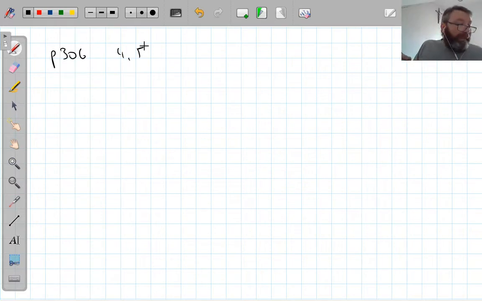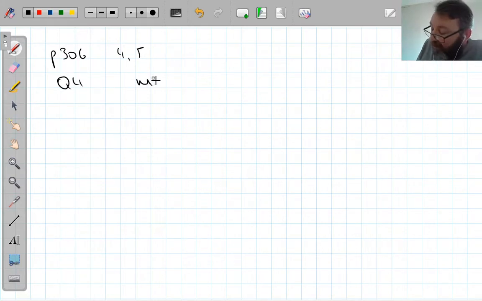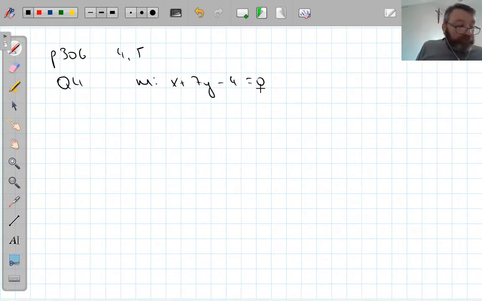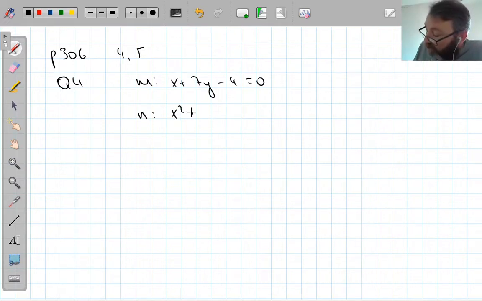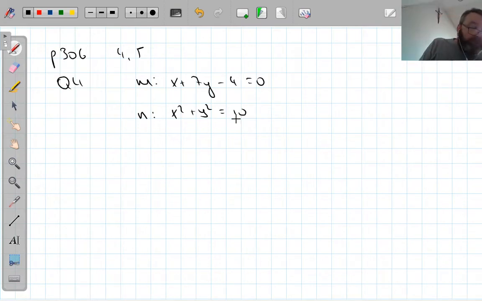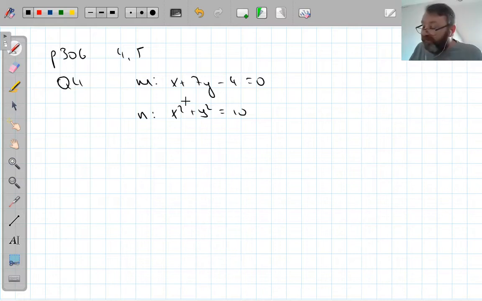question 4. M is the line. So again, you start taking notes. This is question 4. M is the line x plus 7y minus 4 is equal to 0. And n is the circle, which is x squared plus y squared equals 10. Now just make sure I've got the right ones written down, because sometimes when I'm jumping to and fro I get the wrong figures. Number 4, x plus 7y minus 4, n x squared plus y squared equals 10. Find the points of intersection.